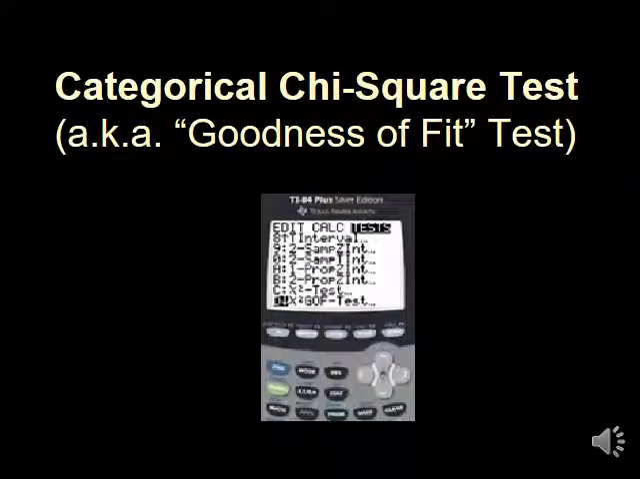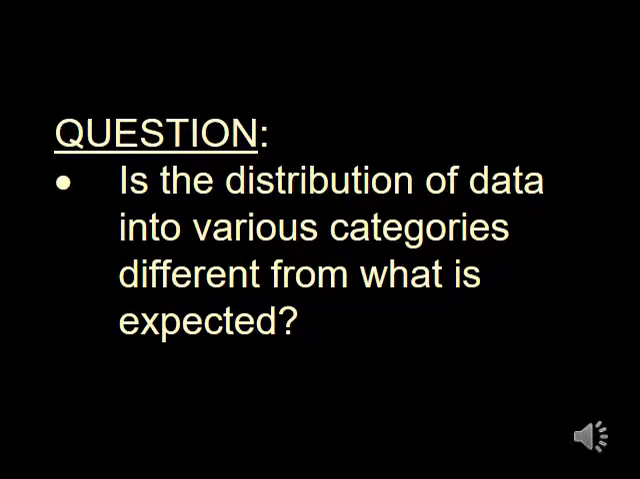The other test I want to talk about today, which you need to understand but don't necessarily have to do, is what I call a categorical chi-square test. Your book actually calls it a goodness of fit test, and that's actually why on the TI-84 it says GOF, it stands for goodness of fit. What you're looking at in a categorical or goodness of fit test is whether the distribution of data in different categories is different from what you'd expect.